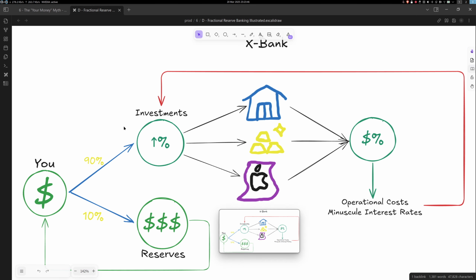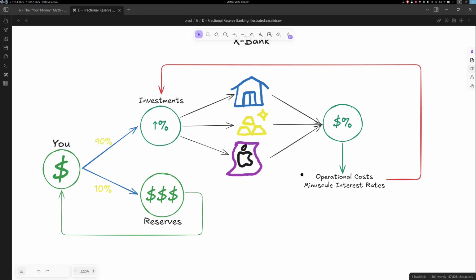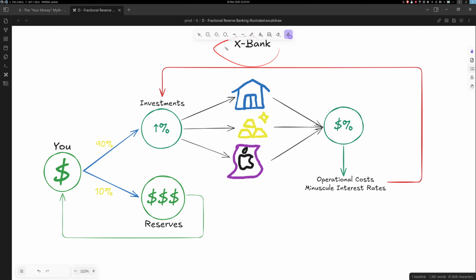To illustrate this, I can show you in a drawing here. This may look like a lot, but I'll walk you through it. So this is a bank, imaginary bank, X bank. So this is you with your money. Say you deposited $100. Now, as you can see here, 90% of it goes to the bank's investments. This is not your investments, this is the bank's. And 10% goes to what is called a reserve. So if you ever wanted to withdraw money from the bank, this is where you would withdraw from, the reserve, the 10%. Now, of course, other people are going to deposit into this.